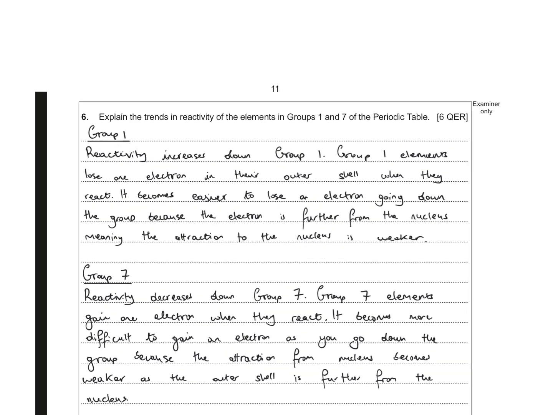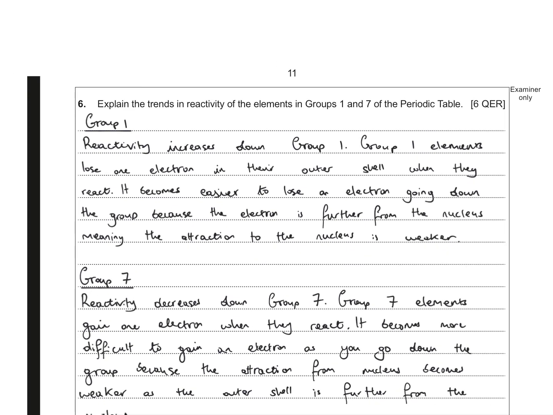Explain the trends in the reactivity of the elements in group 1 and group 7 of the periodic table. So, 2 parts to this one. So I got 3 marks on group 1 and 3 marks on group 7, and I'm looking for the trend in reactivity. And I've got to explain it. So I'm going to be thinking about what is the trend and why is that trend the case.